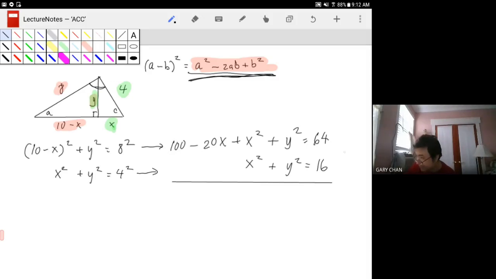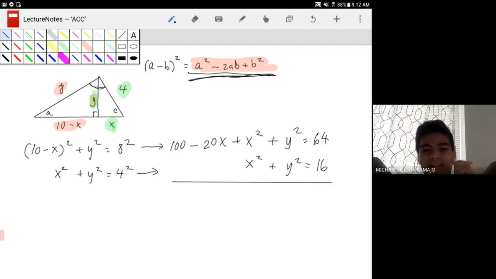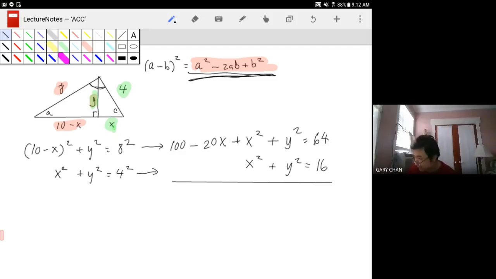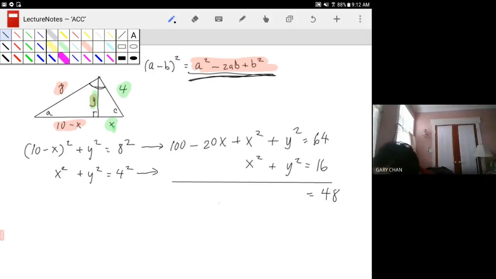If we subtract these two equations, 64 minus 16. Michael, do you have a calculator handy? What is that, 64 minus 16? That is 48. Very good. What's y squared minus y squared? 0. X squared minus x squared? 0. So I'm left with 100 minus 20x is equal to 48.